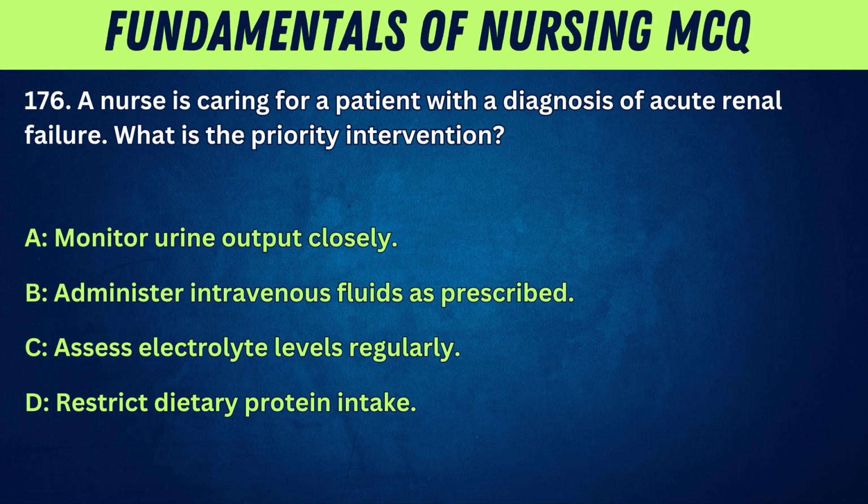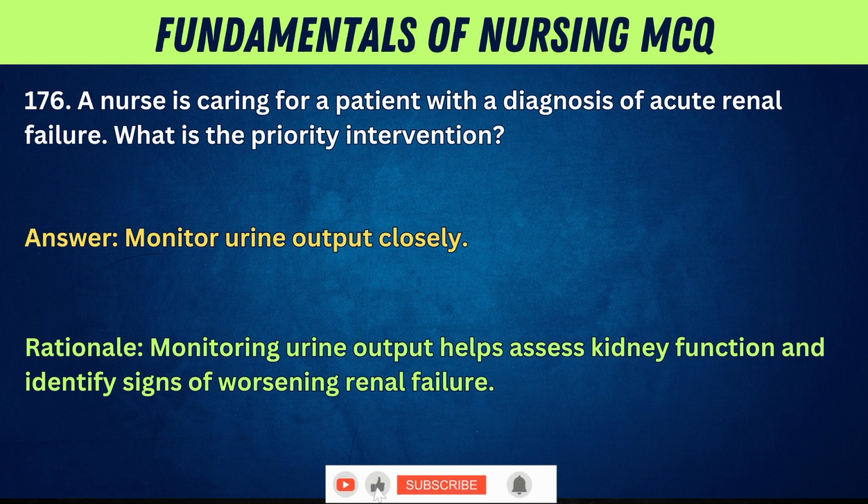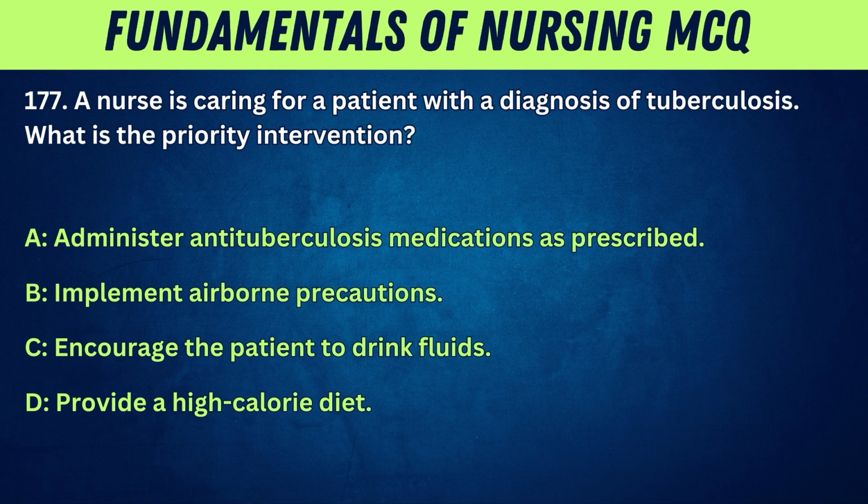176. A nurse is caring for a patient with a diagnosis of acute renal failure. What is the priority intervention? A. Monitor urine output closely. B. Administer intravenous fluids as prescribed. C. Assess electrolyte levels regularly. D. Restrict dietary protein intake. Answer. Monitor urine output closely. Rationale. Monitoring urine output helps assess kidney function and identify signs of worsening renal failure.